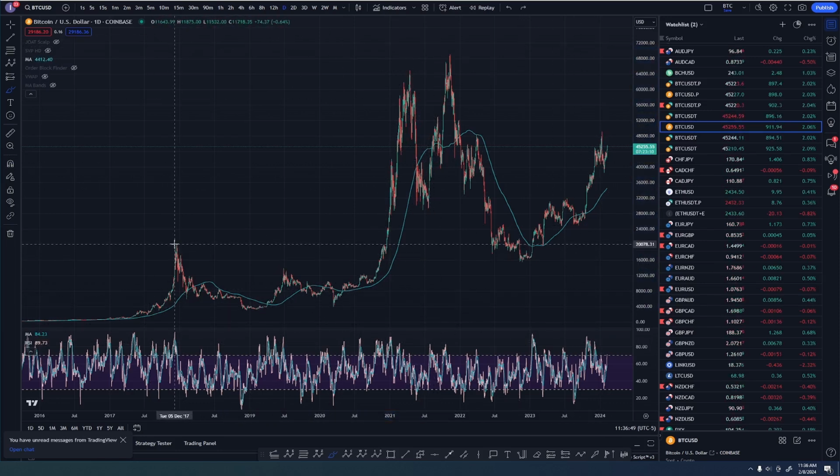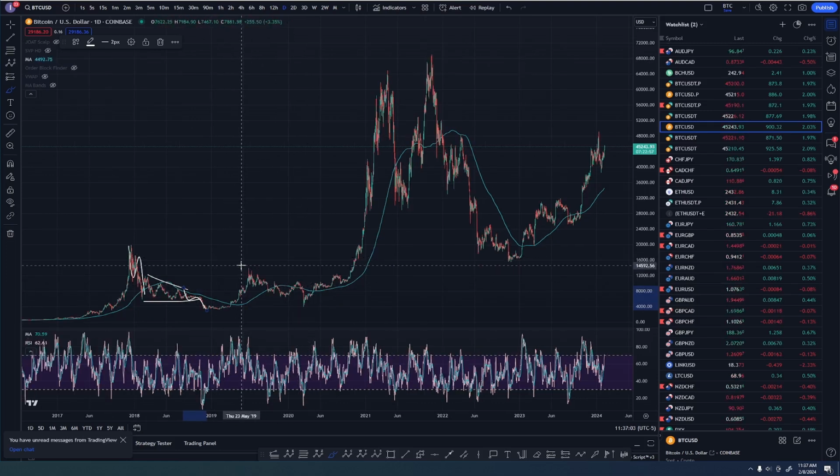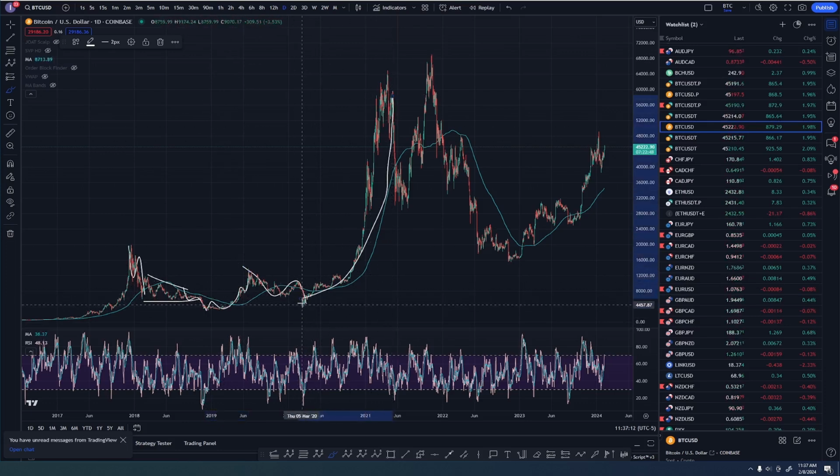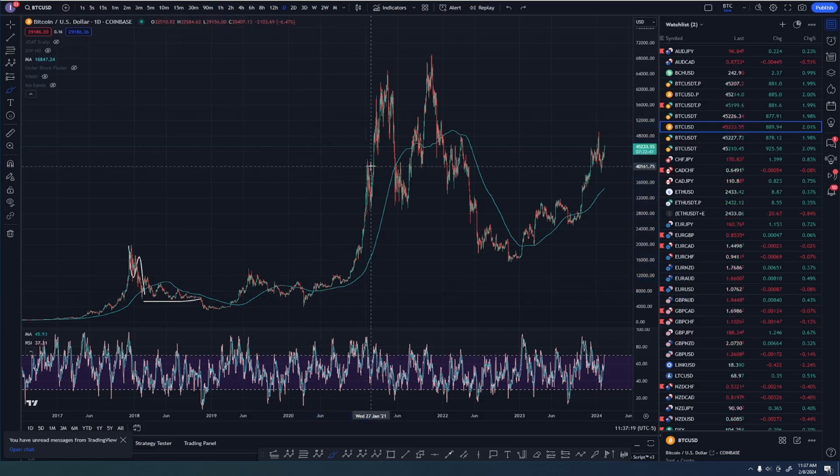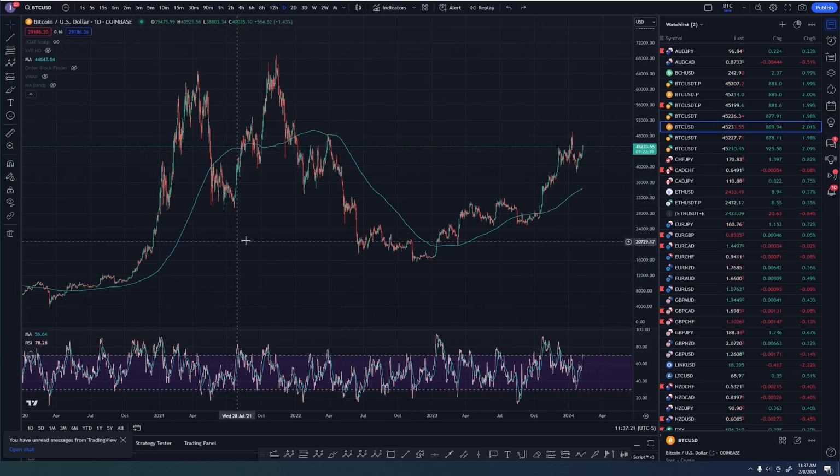If you zoom in here, you got 1, 2, 3. You got a triangle. And then you've got 1, 2, 3. So that's what we call a WXY complex correction. Nevertheless, there's 3. And here you have a 3 that was preceded by 1, 2, 3, 4, 5. Even this wave right here, you can count it as 5 or 3. Let's see. 1, 2, 3. Oh, sorry. Let me try that again. So if I zoom in there.